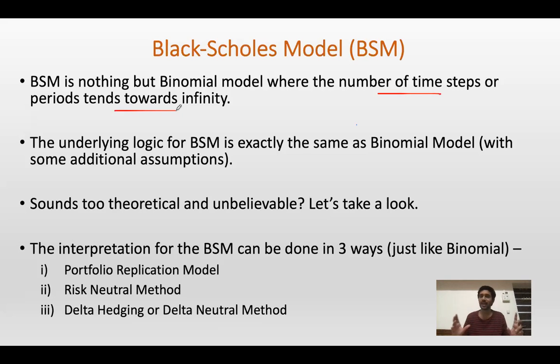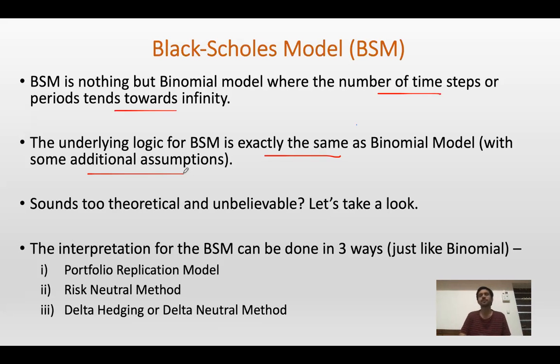I'm using both the opposite adjectives at the same time. The Black-Scholes has given a formula which is doing nothing but what the binomial was doing. The underlying logic for the Black-Scholes model is exactly the same as that of binomial, with a few additional assumptions that the Black-Scholes model takes, which the binomial does not.